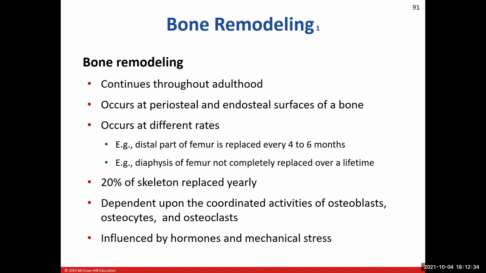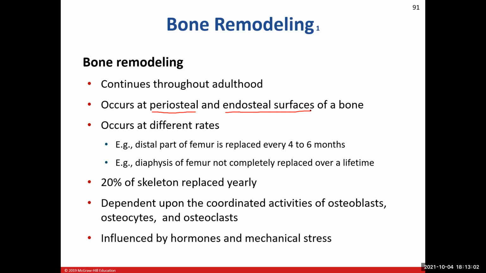When we're looking at bone remodeling, we're looking at what's occurring at the periosteal and endosteal surfaces of the bone, so the outside covering and the inner lining. When bone remodeling occurs, we're just replacing bone where some things may have changed. In some areas, in some bones, you'll see a rapid turnover of bone tissue, and in others, you'll see it much slower.